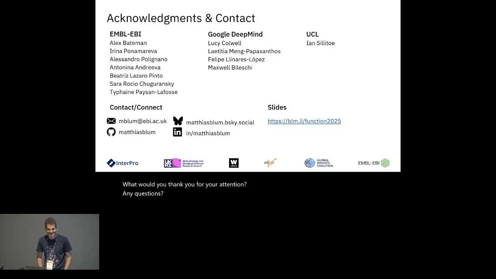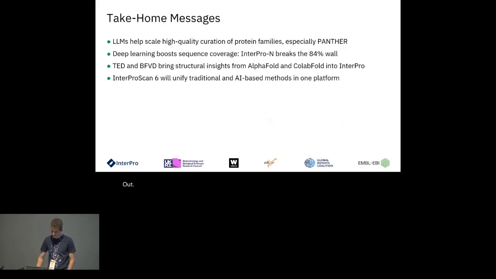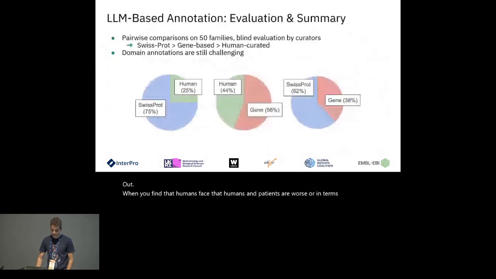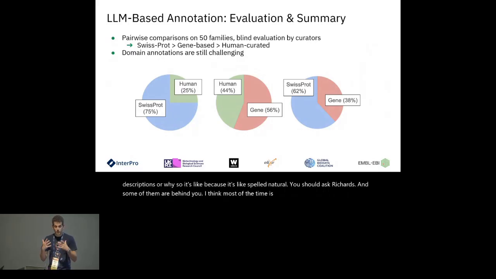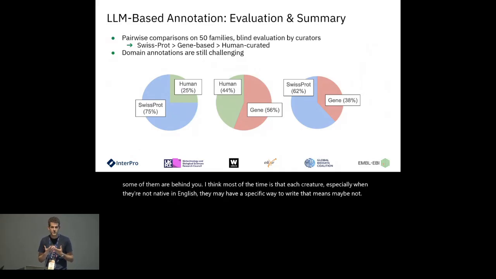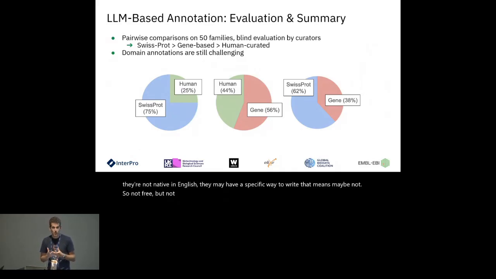I was curious about the annotations with the LLMs, especially when you find that the human annotations are worse in terms of descriptions. But why so? Is it because it's written in a more natural way? You should ask the curators, and some of them are behind you. I think most of the time each curator, especially when they're not native in English, may have a specific way of writing that is not so fluent, not smooth and nice, while LLMs, especially when writing in English, know how to butter you up.